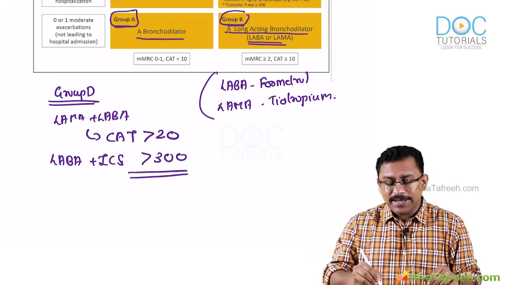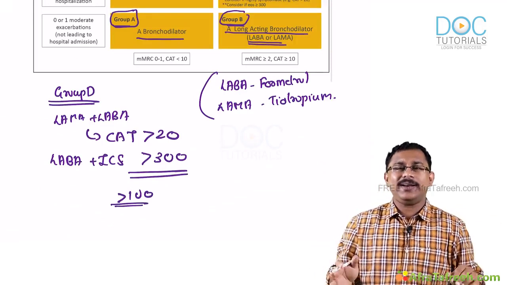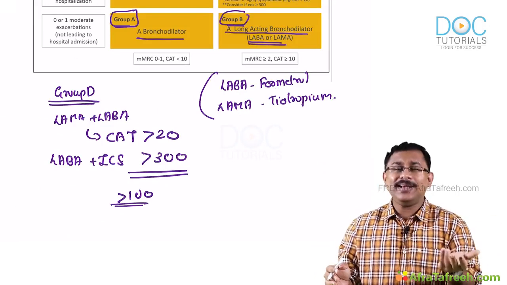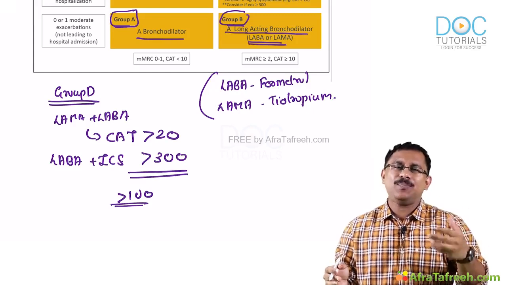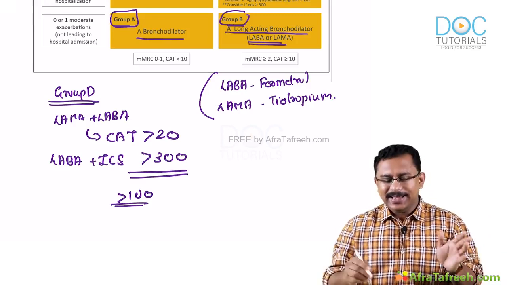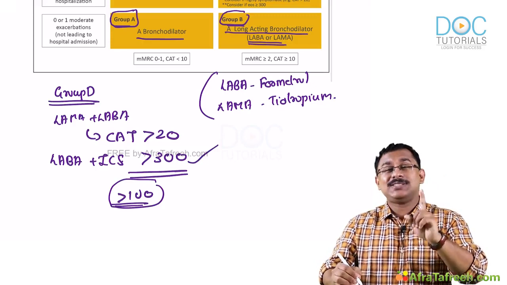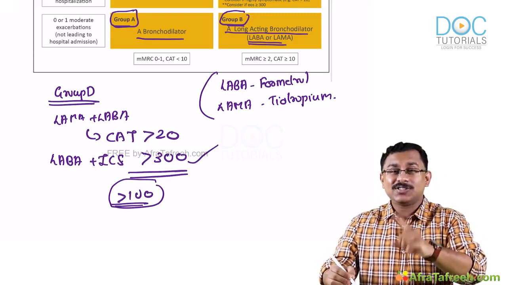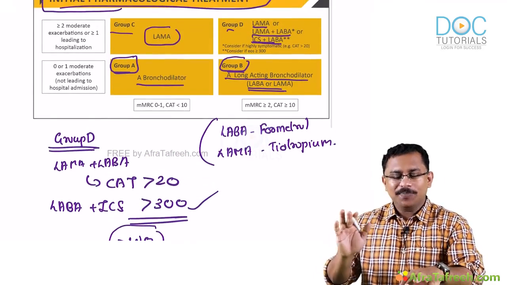Now sometimes if the eosinophil count is more than 100, that is in the 100 to 300 range, even then you can think of adding an inhaled corticosteroid provided he has had previous exacerbations and hospital admissions. In that case you can consider it, but the maximum evidence is when you start it for an eosinophil count more than 300. So I hope that is clear.